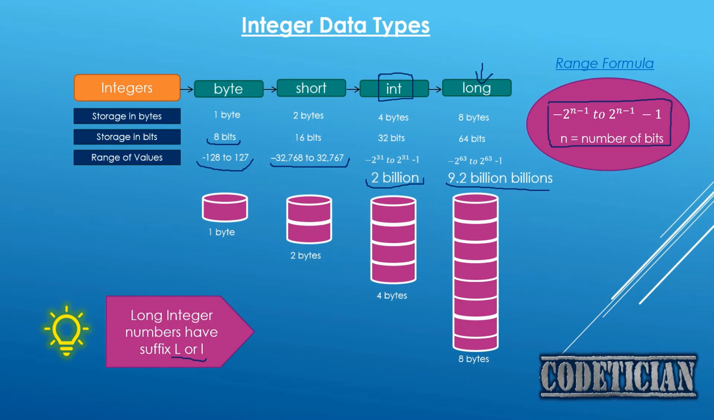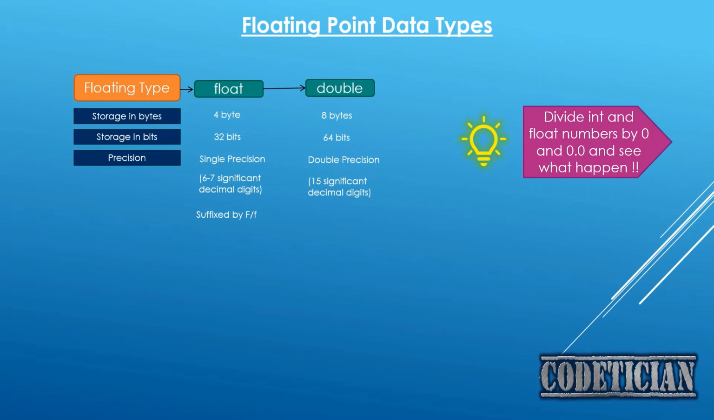Now let's go to the floating point data types. These are classified into two types depending on the storage size. You can use float and double. Double is the most widely used data type for fractional numbers. Again, these are classified on the storage size and the precision. There's one interesting thing that you can do, and we will also do it in the practical: dividing an int and a float number by 0 and 0.0 respectively, and then we'll see what happens. So let's now switch to the practical.